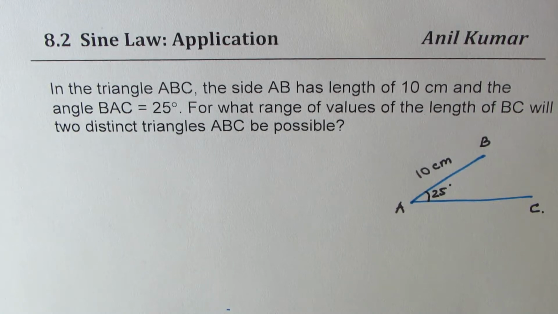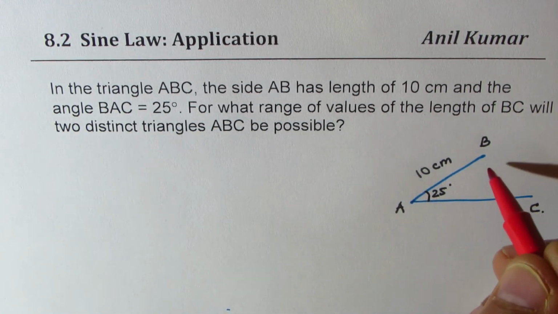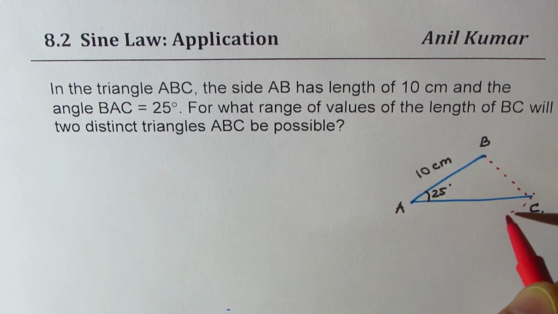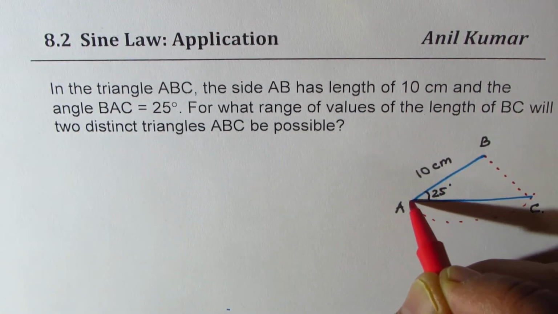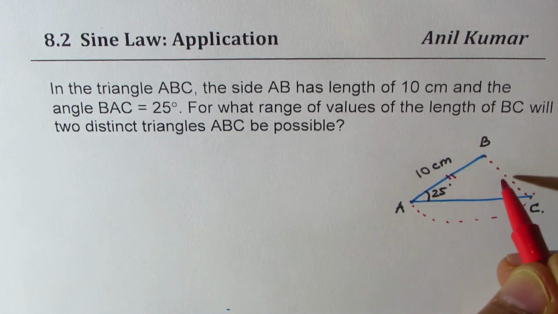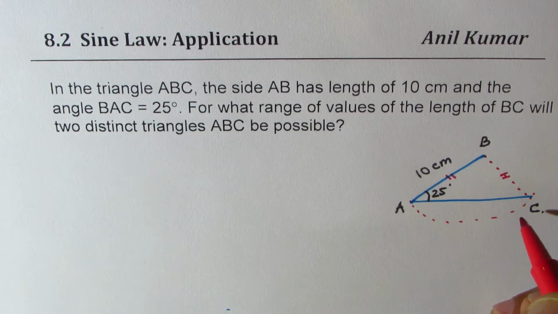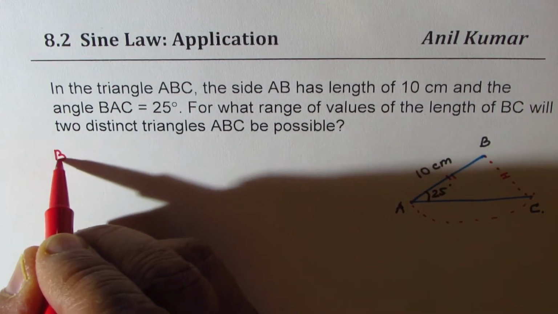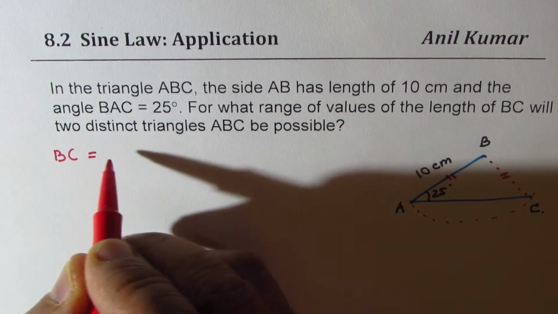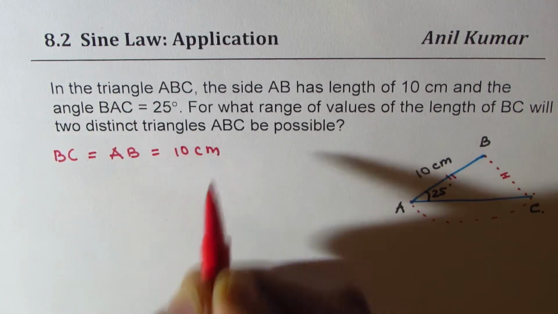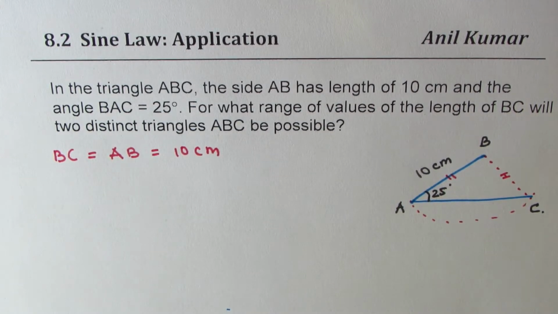Now, when can you have two distinct triangles? This length we have to find so that we could have two triangles. You understand? One possible value is that it could be the same as AB itself, right? So we get one limit, that BC could be equal to AB, which is equal to 10 centimeters. Perfect.